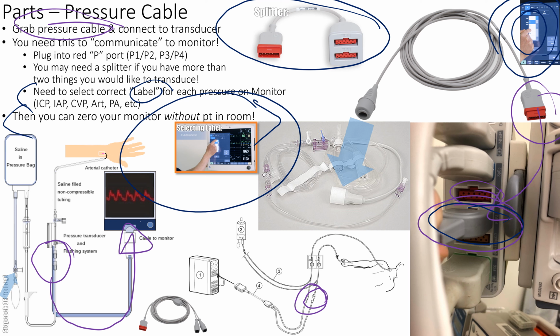You can zero an A line or a CVP or a P line without the patient even there, right? They say, hey, we're going to set up for an A line. You can do all this stuff first. Once the A line goes in, you just attach it, and boom, you got a waveform on the monitor. And when the patient does get attached, that's when you would level it, right? You would level it after that. But the zeroing piece is only zeroed once, and it's zeroed without the patient present. You can do it with the patient present. No one's going to fault you for that.